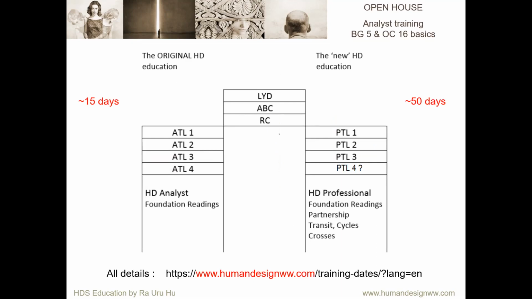Then one year, at our annual meeting in Ibiza, Ra came up with this kind of education. The original Human Design education, the original analyst training, consisted of the Living Your Design course, ABC and Rave Cartography. That's basically an overview of all the general content of Human Design. So we call this the foundation training, the basic training.